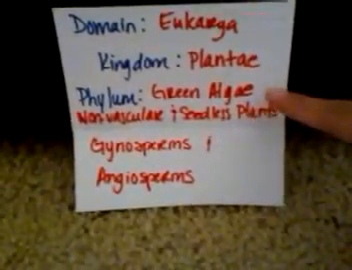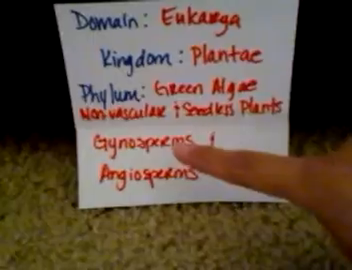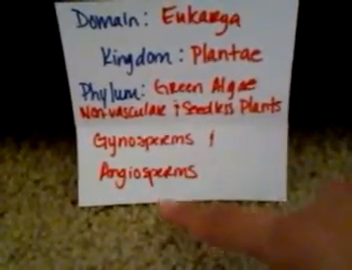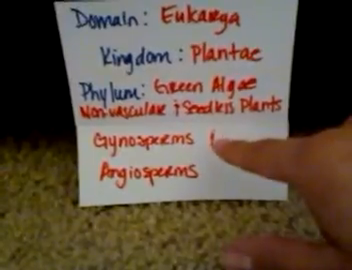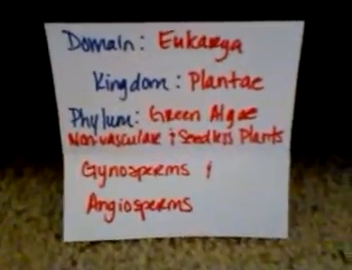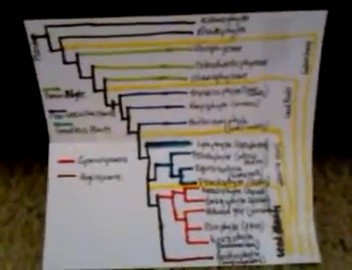Green algae is just where they all derive from, non-vascular and seedless plants, gymnosperms and angiosperms, which are both derived from seed plants. This is a broad overview of what the phylum for all plants are.